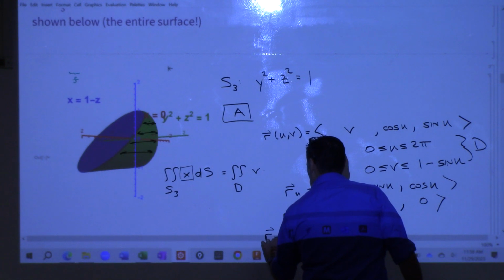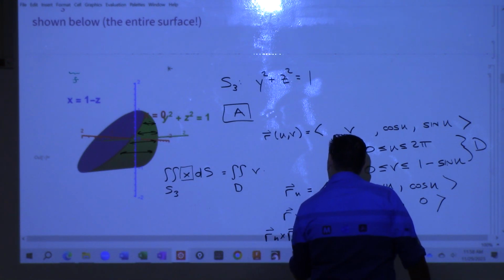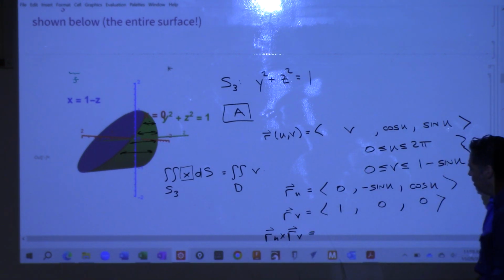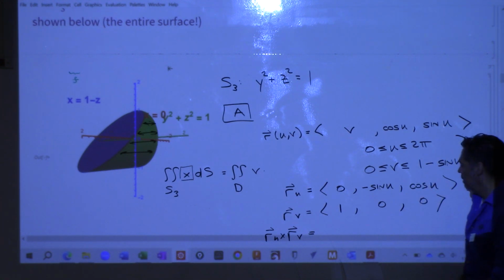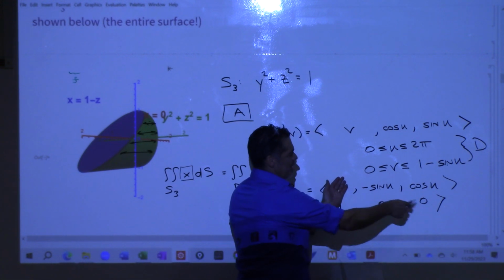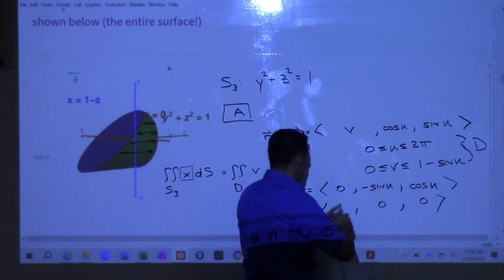I screwed it up last class, didn't I? Remember that? Screwed up my cross product. I started by doing that. Okay. So when I do this, oh man, beautiful. 0 minus 0. Okay, so that's 0.